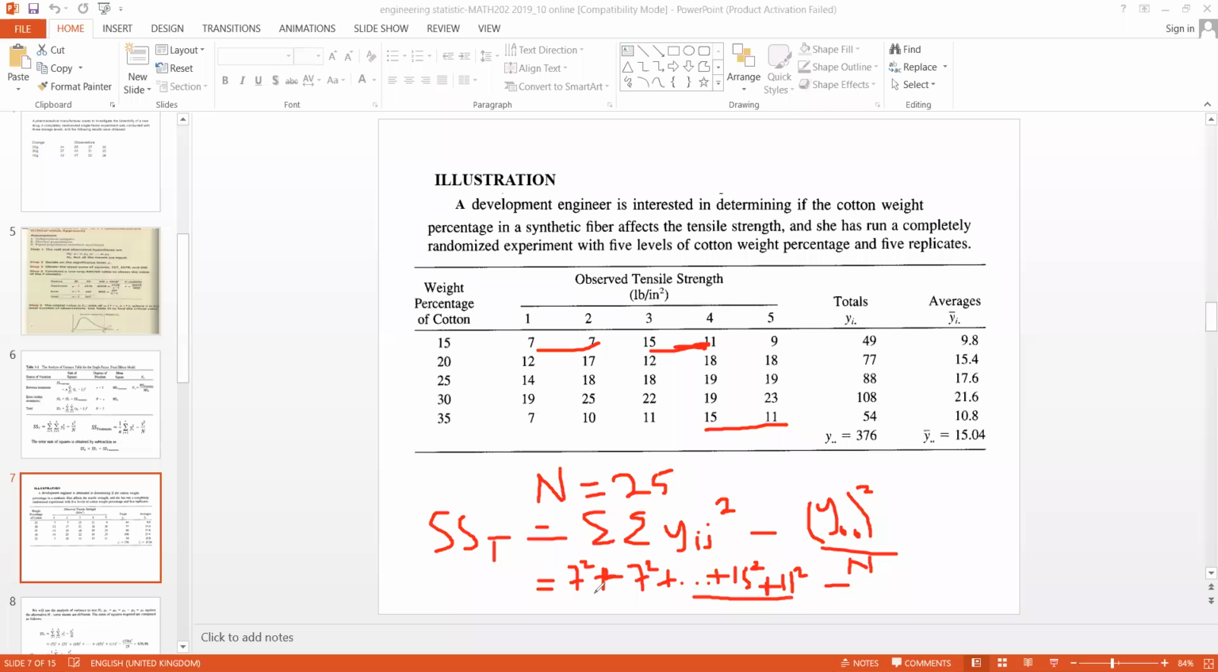Do you understand? Okay. Then minus Y naught naught. Y naught naught is the grand total. So if you want the grand total, you can first sum the total for each row. Then when you finish, you sum it across the column. So when you come here, 7 plus 7 is 14, plus 15 is what? 29, plus 11, 40.